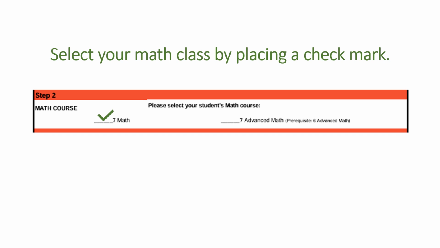Step two. The only core class that you will be selecting this year is your math course. So if you were in regular sixth grade math right now, you will be in seventh grade math for next year. If you are in sixth grade advanced math right now, then you will probably be in seventh grade advanced math next year. Please check the course you want to take.